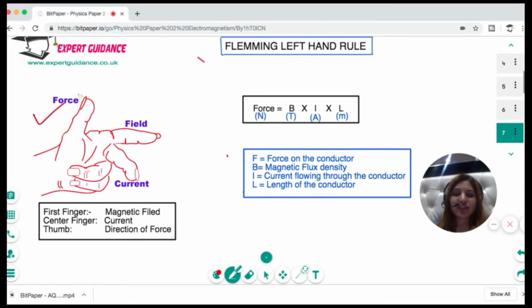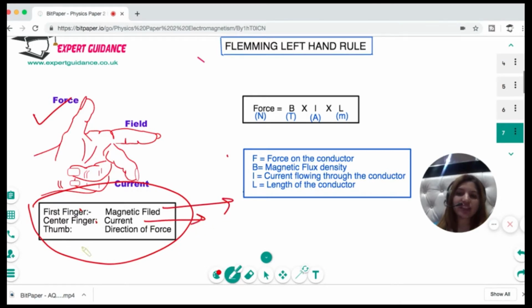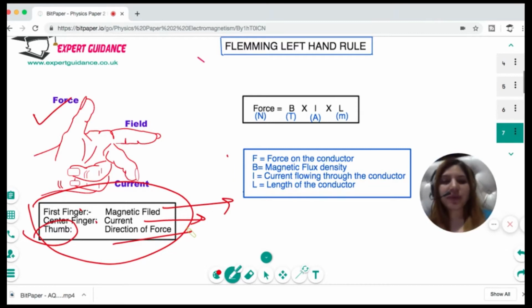Now, for the direction of the force, we'll be using Fleming's left-hand rule, where the first finger will point in the direction of the magnetic field, the center finger will give the direction of the current, and the thumb will give the direction of the force. The value of the force can be calculated numerically using the formula F = BIL, where F is the force on the conductor, given in newtons, B is the magnetic flux density, given in Tesla, I is the current flowing through the conductor, and L is the length of the conductor.